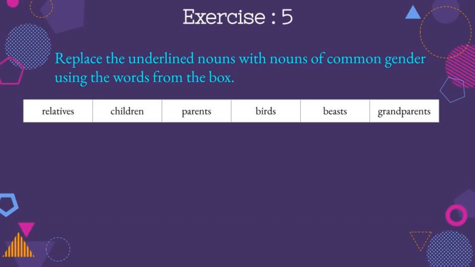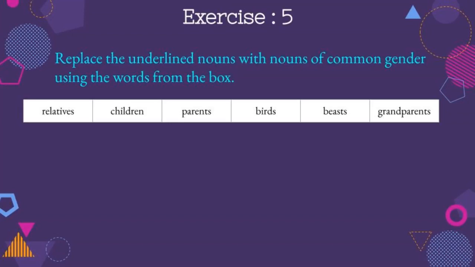And the next word is children. What do you mean by children? Children means small kids. It can be both boys and girls. Boy kids and girl kids also will come under the category children. And what about parents? We know very well that parents means mother and father, both male and female. And then birds, as we know very well, birds means pigeon, myna, parrot, sparrow. These will come under the category birds.